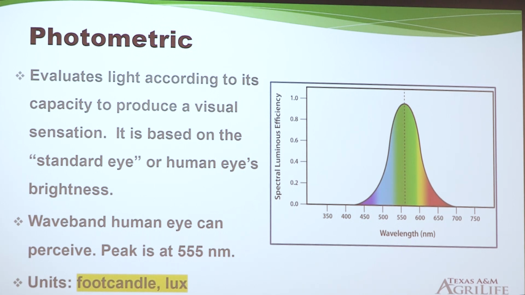And here is the photometric system. Photometric actually evaluates the light according to its capacity to produce the visual sensation, which is based on your human eye. The sensation range is this, and the peak is 555 nanometer, which means nowadays if you're using a red LED, even though the intensity is very high, to your eye it's not as bright as it actually is. So remember that, that is not a good way to measure.